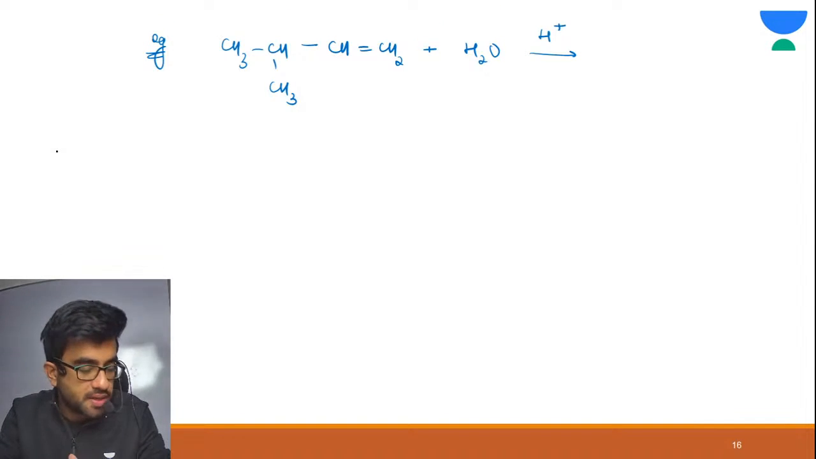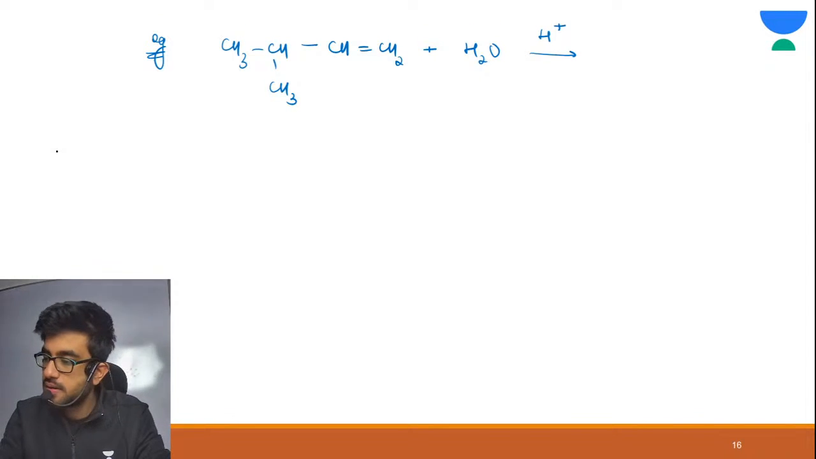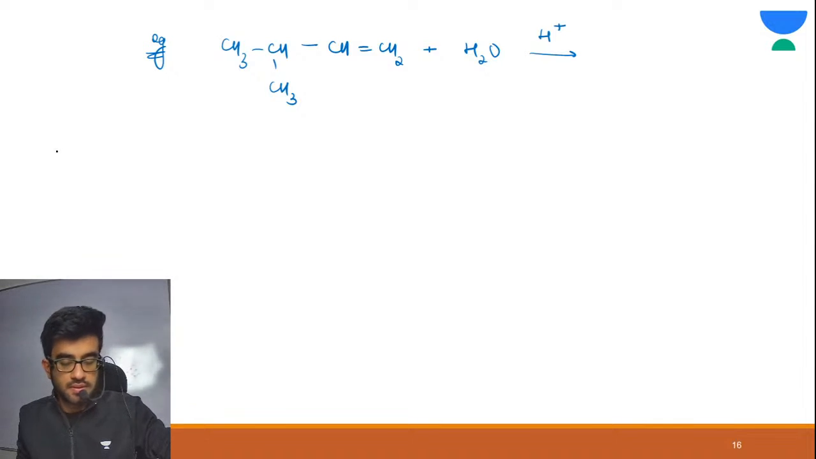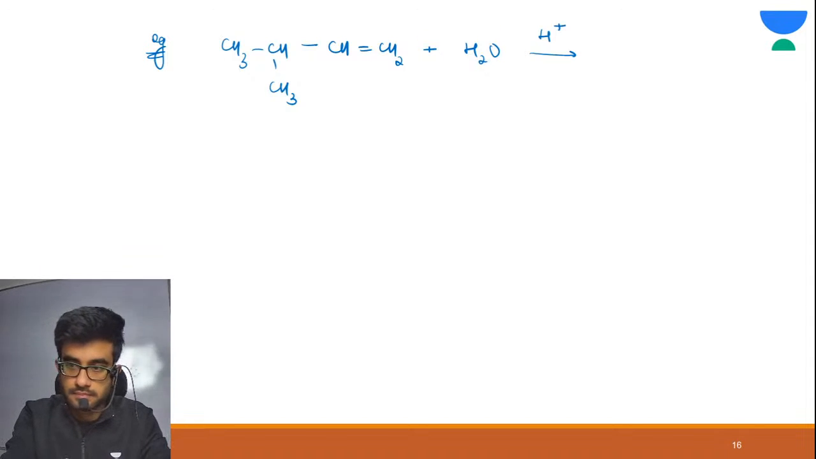Just first try to make the carbocation, then see for its rearrangement, and then add OH. Okay, Supriya has given the answer, Nishta has given the answer. Great. Others also write your answers. Yes, just name it. First make a more stable carbocation.